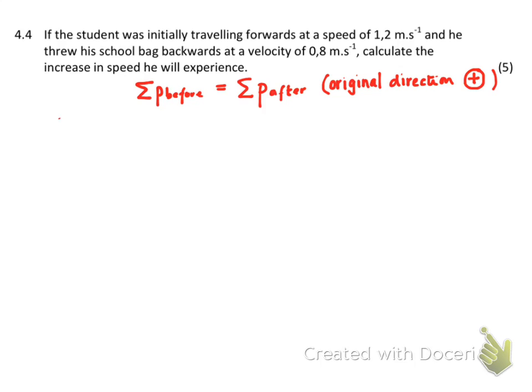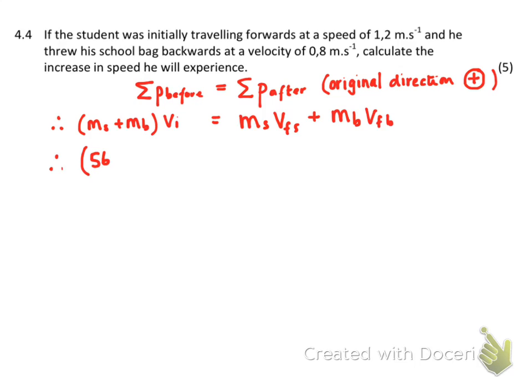Alright, let's expand that formula. Sum of momentum before. Well, we've got the mass of the student, that's m subscript s, and then added to that the mass of the bag. So that's the total mass of the system times vi, the initial velocity. And then after he's thrown the bag, the two bodies separate now. So we've got the mass of the student times the final velocity of the student plus the mass of the bag times the final velocity of the bag.